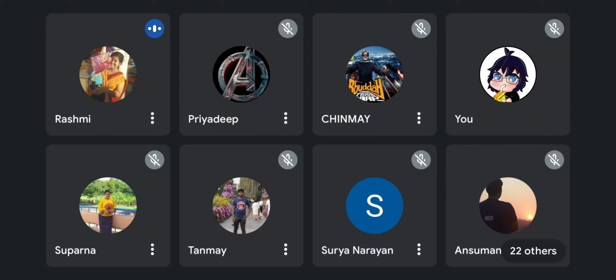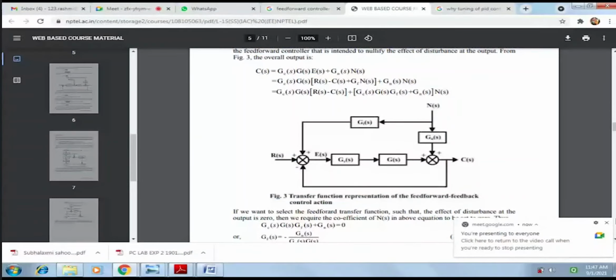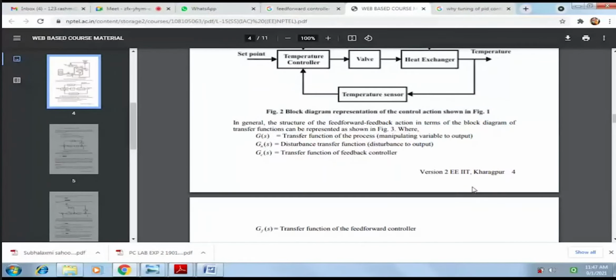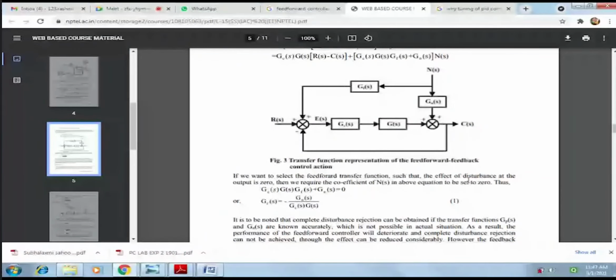I am just sharing the screen so that you can understand the calculation part of that one. Then only you can derive that equation. See this, I have shared a calculation, and I'm sharing the screen so that I can make you understand how that calculation is going to happen. Just a minute. Is it visible? Yes, ma'am. This is your feedback controller circuit, which I'm going to explain to you.